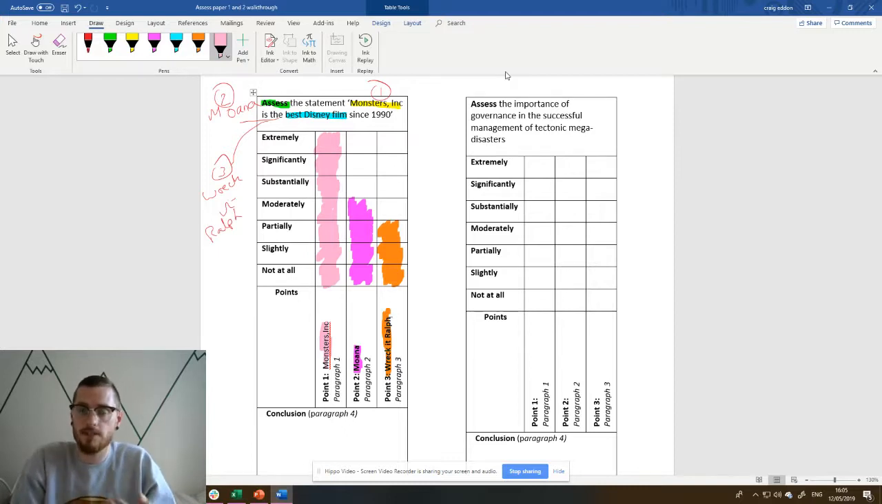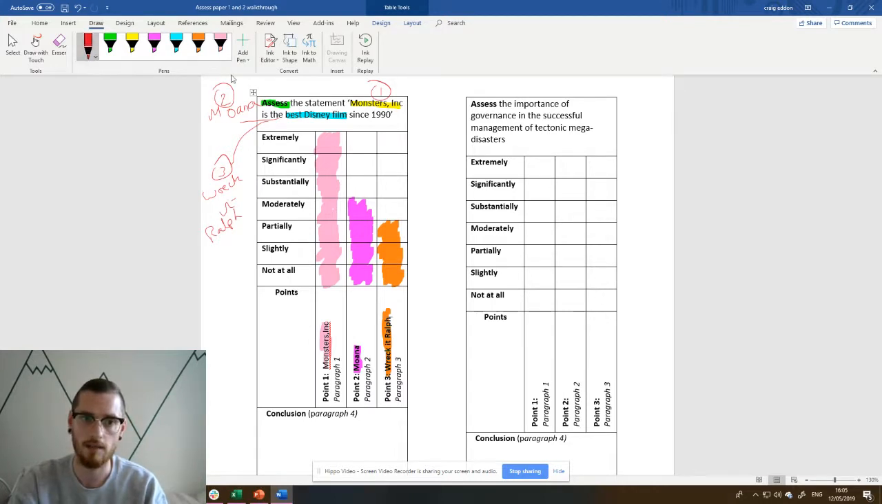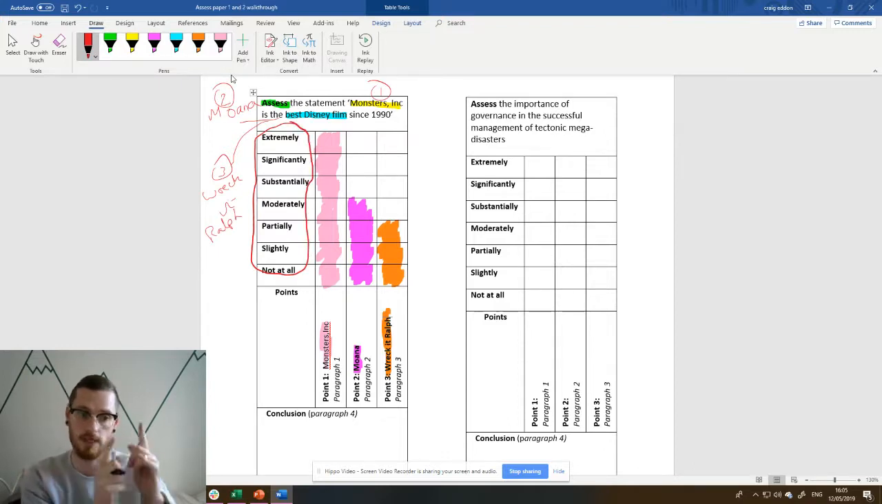I've weighed it up. I've decided how far I agree with each of these factors. I've used the factor I was given, the key factor, Monsters Inc. I've introduced two of my own. I'm weighing them up. At the end of each paragraph, I'm making a judgment using this language here. This language is spoon feeding the examiner that I'm making judgments as I go along, which we said earlier is what the exam board was after.